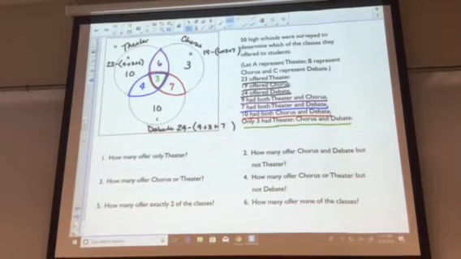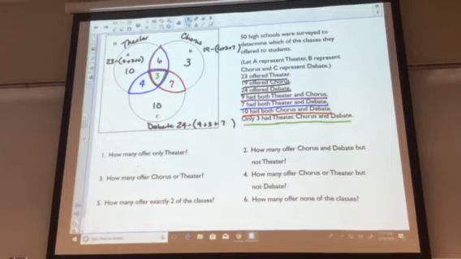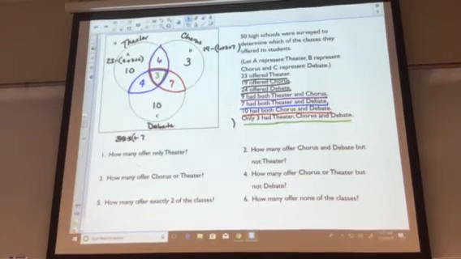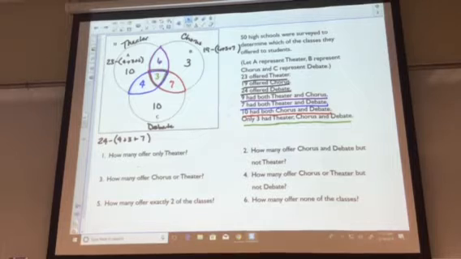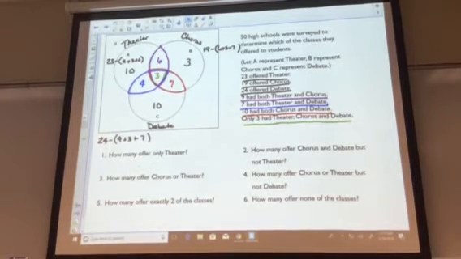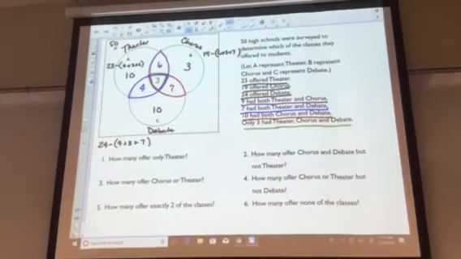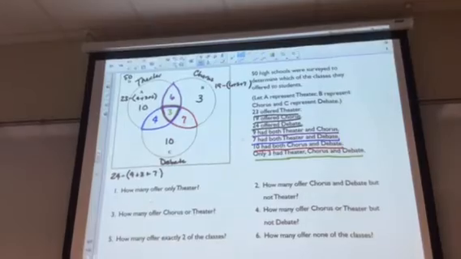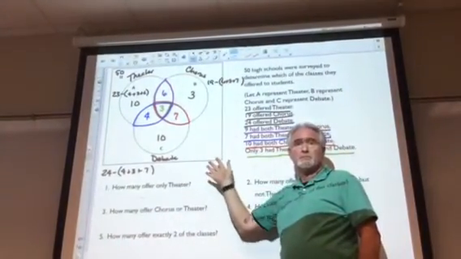Have we accounted for all the areas yet? Not quite. We haven't accounted for what's outside the circles yet. But we do know that there's a total of 50 schools involved up here, right? So inside this big rectangle and all the circles, there's 50 total people. So we need to find out the people that are outside the circles.